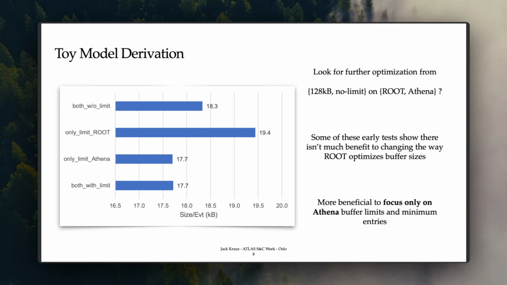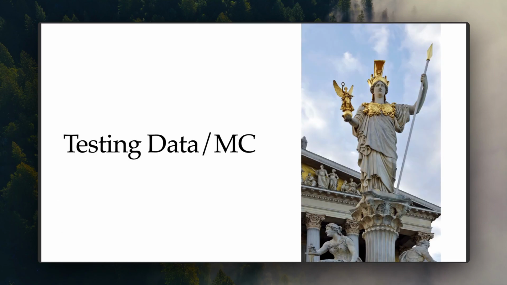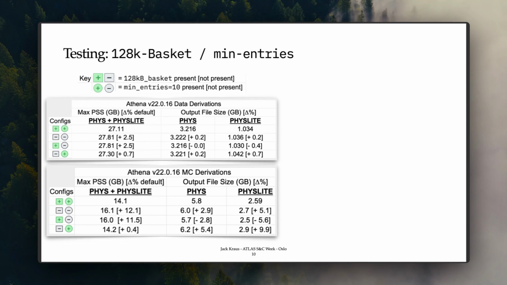But another question we had was, how would this look when we changed it both in ROOT and in Athena? So we looked at that, and simply from the toy model, it seemed to be the case that we really only needed to look at Athena for this, because it seems that ROOT optimizes buffers pretty well, so let's just leave it be for now. So when we were going to test data and MC derivation jobs, we wanted to just limit our testing to changing Athena only. So this is what we're going to be looking at.